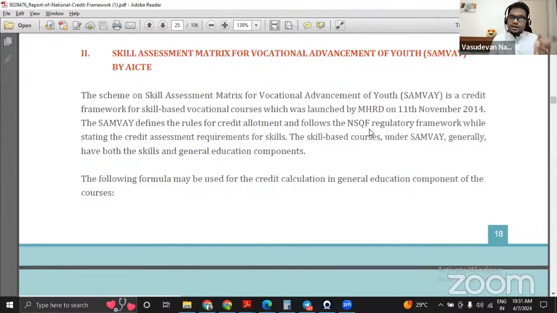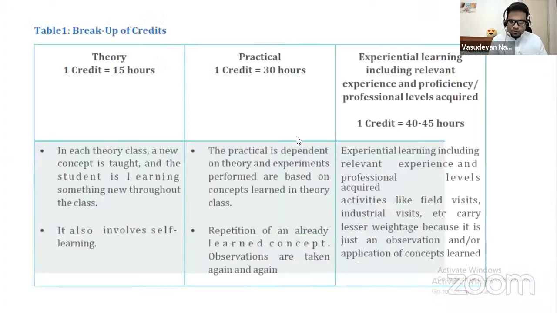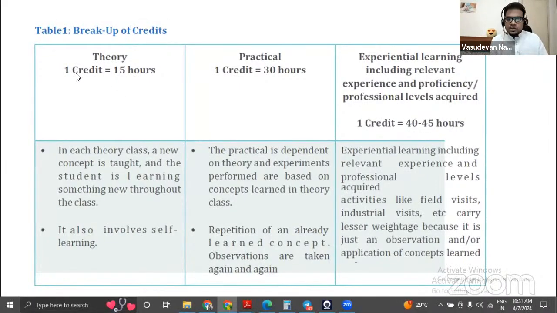I think you remember credit levels. Depending on the level you are at, basically the age and the learning hours, they give you a certain level. So let me show that to you. And this is how it was. If a child is studying for 15 hours, he gets 1 credit for theory.